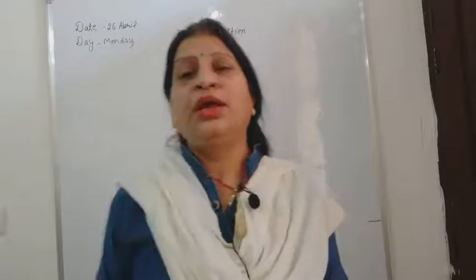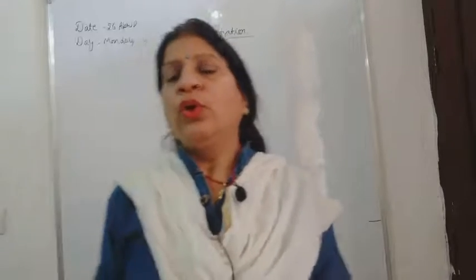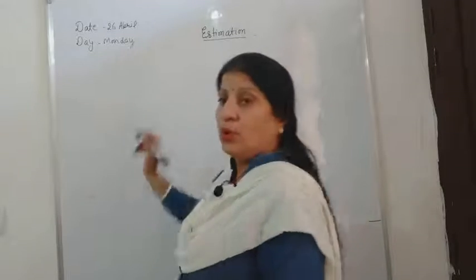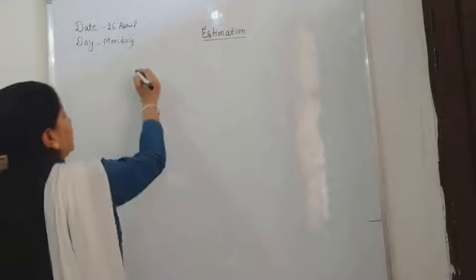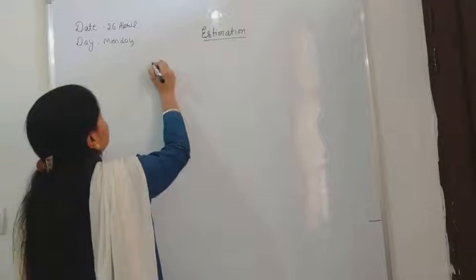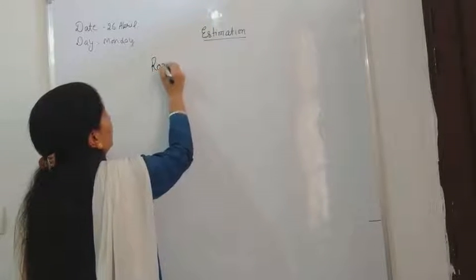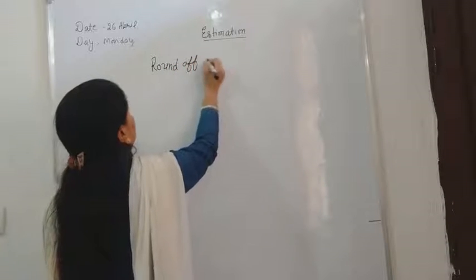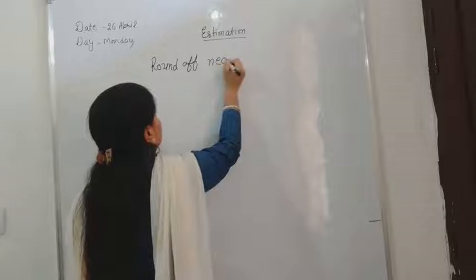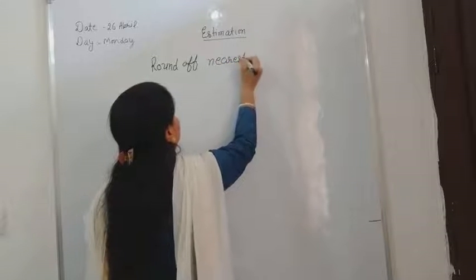Estimation means rounding off. So we learn how to round off numbers. Let us start with rounding off to the nearest 10.